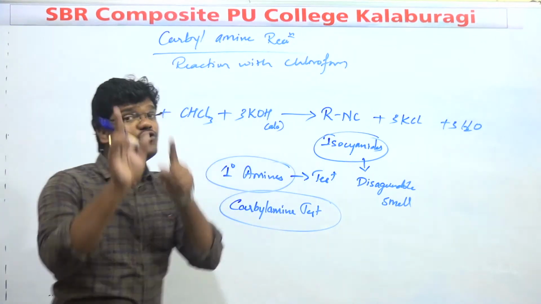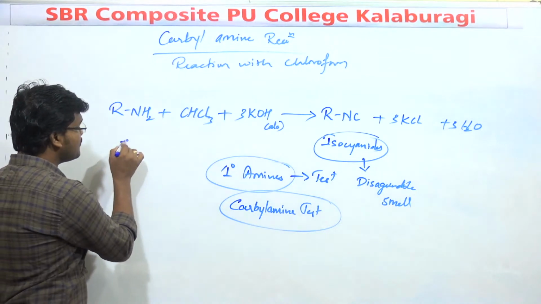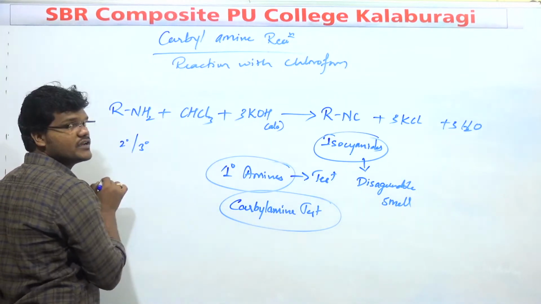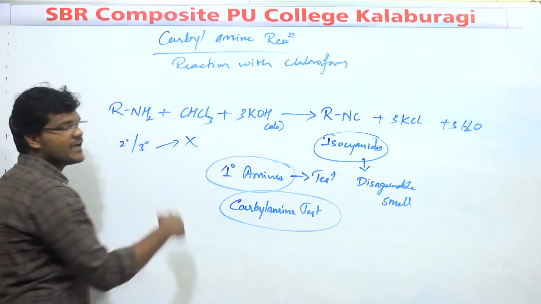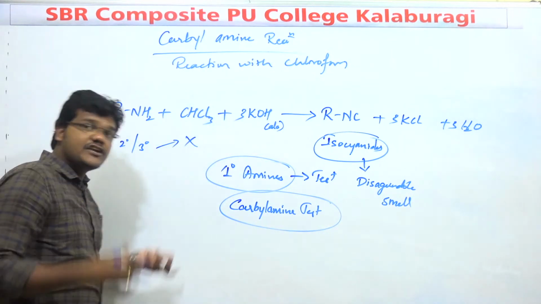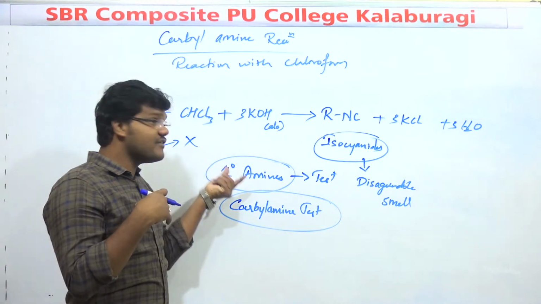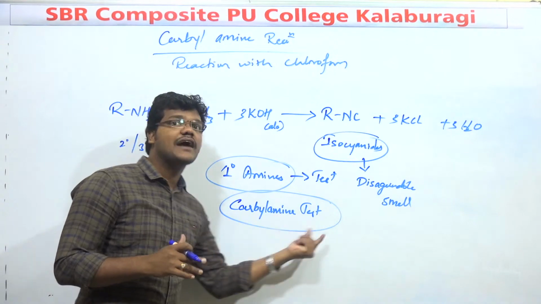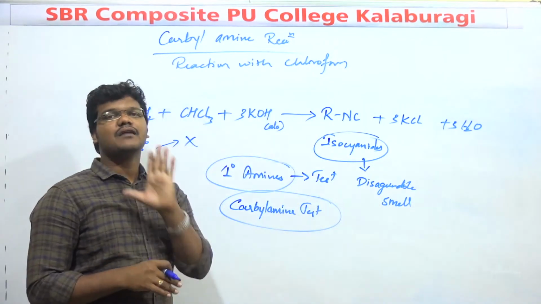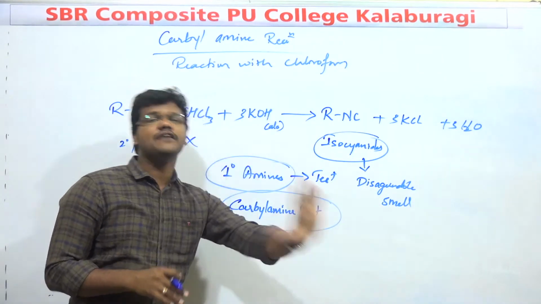Isocyanate. If you are taking a secondary amine or tertiary amine, they won't react with these. Then it will be easier for me to identify the presence of primary amine. That is why it is called as what? Carbyl amine test. Carbyl amine test is shown only by primary amines.